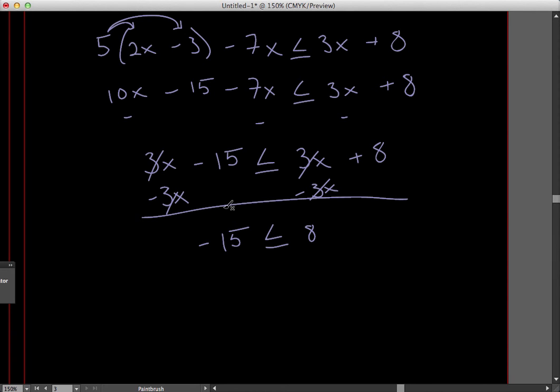So in this case, our inequality is true, and it is always true. So all real numbers is the solution. All real numbers. Or you can write it like that. Okay.